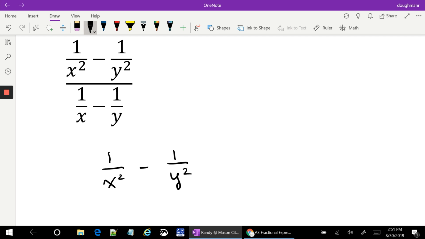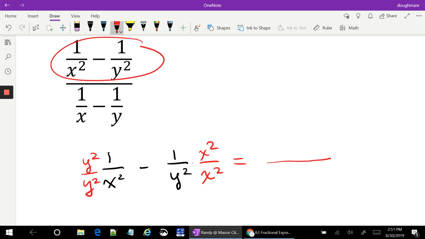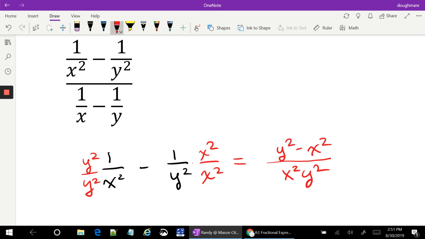Now, in order to add those, I have to have a common denominator. So I think I can get that done by multiplying the first term by y squared over y squared, and the second term by x squared over x squared. So now my numerator, this number right up here, has a denominator of x squared y squared, and a numerator of y squared minus x squared.